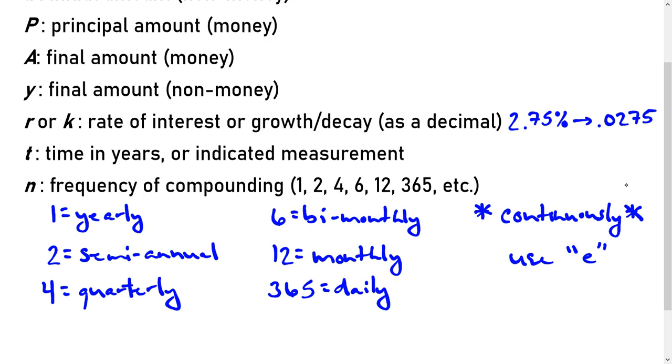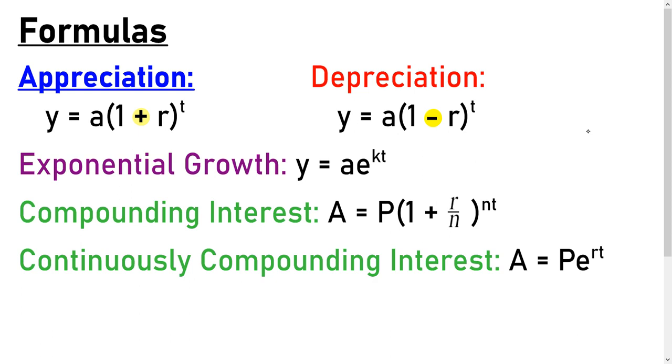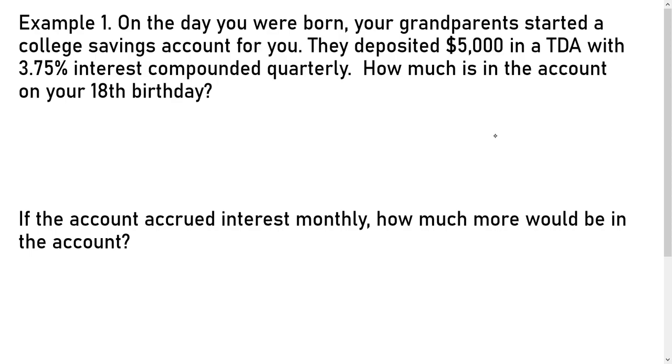So let's take a look at what we've done with all our different little formulas. And the good news is the rest of this is pretty much plug and chug. It's kind of nice. So if we take a look at example 1 here, it says, on the day you were born, your grandpa started a college savings account for you. Your grandparents, sorry, they deposited $5,000 in a TDA, which is a time deposit account, with 3.75% interest compounded quarterly. How much is in the account on your 18th birthday?